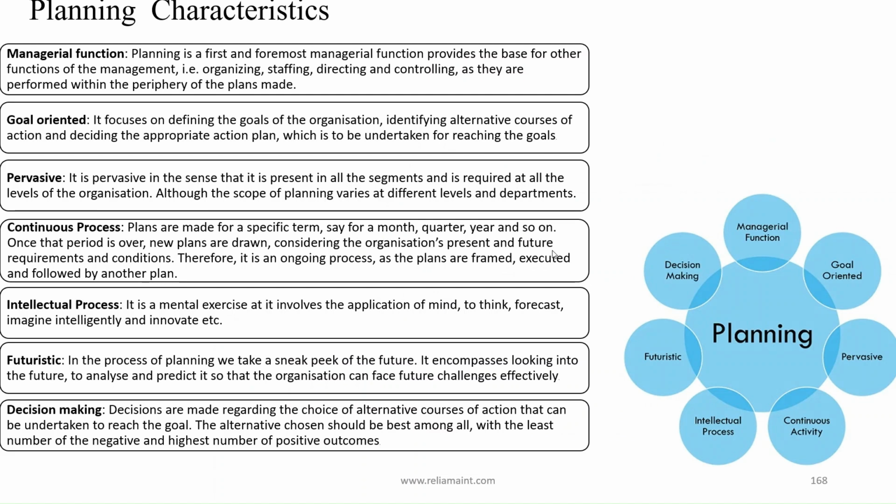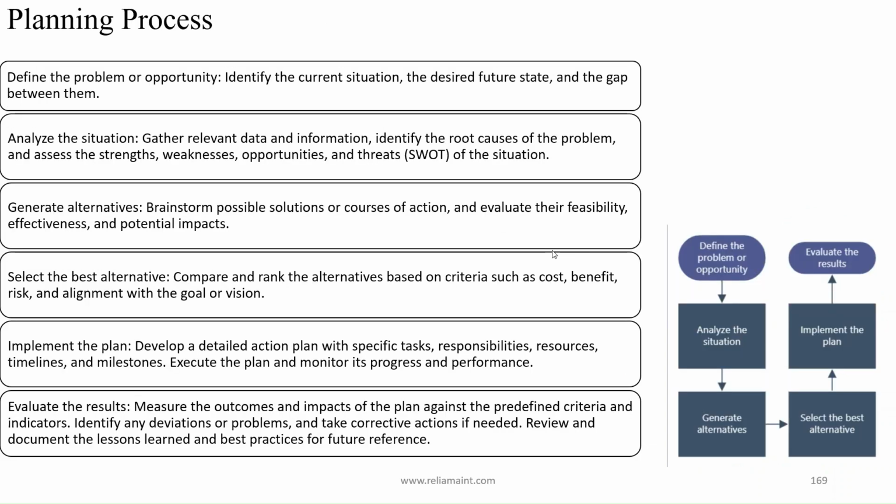Decision-making. Decisions are made regarding the choice of alternative courses of action that can be undertaken to reach the goal. The alternative chosen should be best among all, with the least number of negative and highest number of positive outcomes. Let's see what is planning process.